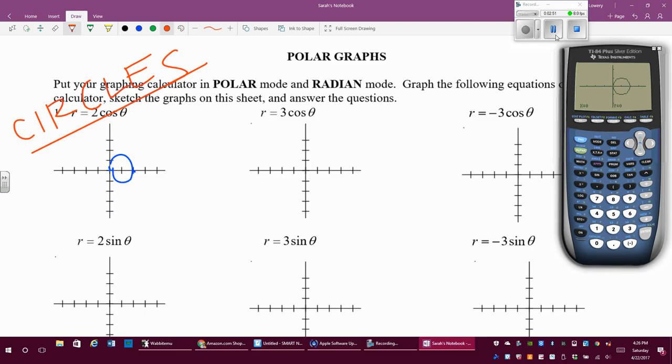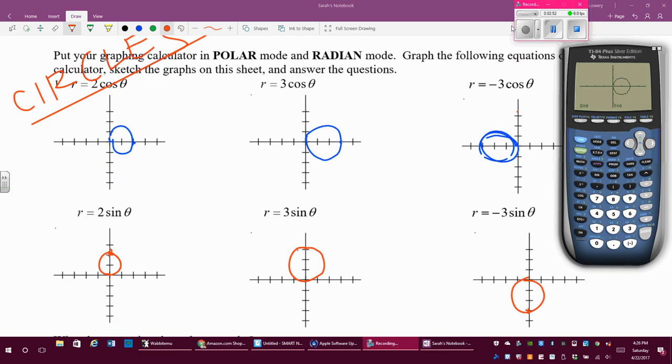Okay, so if you're joining me back now, one of the things that you should have is all 6 of these graphs on your paper graphed. So something I'd like to highlight. Did you notice that all of the examples that had cosine ended up being symmetric over the x-axis? And all of the examples that were sine problems ended up being symmetric over the y-axis.